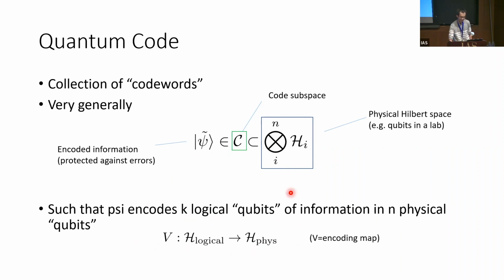Now, there is an easier way to track what this code subspace is, namely through an encoding map. This map is a linear map that maps you from this logical subspace, which is the input space. This is the space of information that you want to encode or you care about. And you want to map the information in this space to the physical Hilbert space, which is the space of your physical qubits.